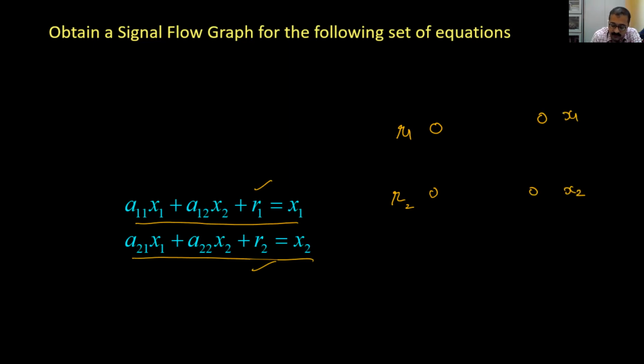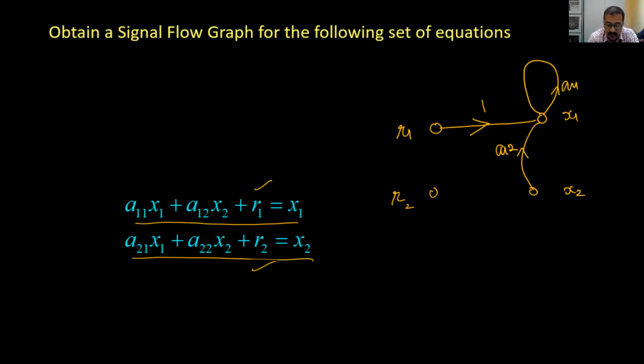Now what is x1? There is a branch from R1 at unity gain, plus a branch from x2 at a gain of A12. What next? A branch from x1 at a gain of A11. So this is A11. So we are done with the first equation.